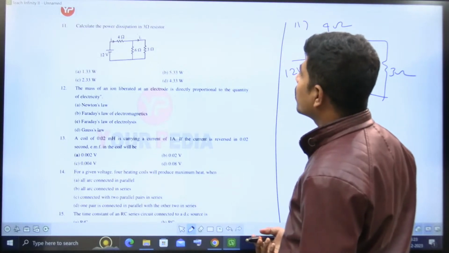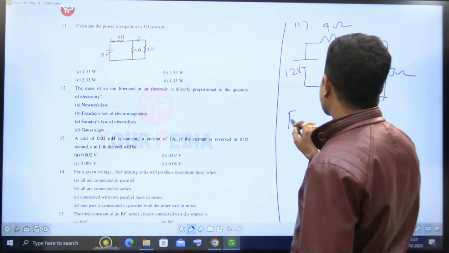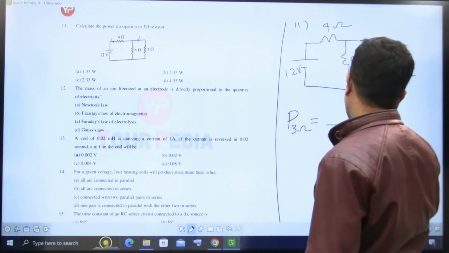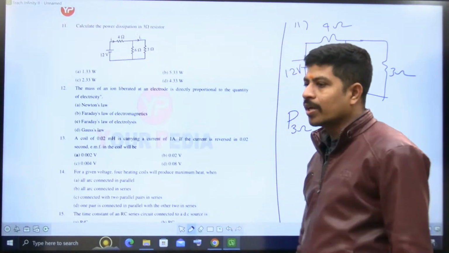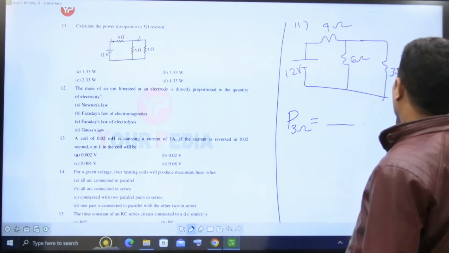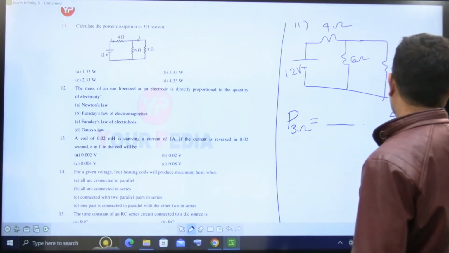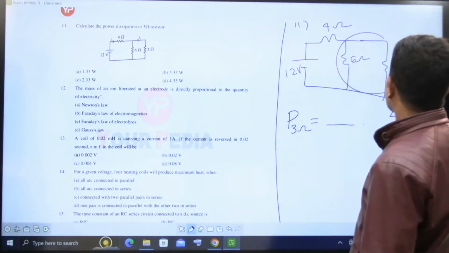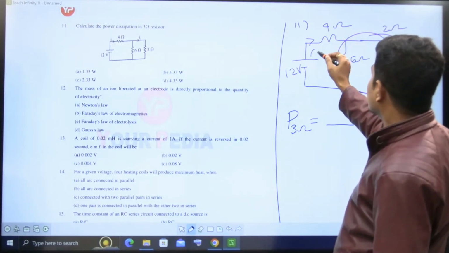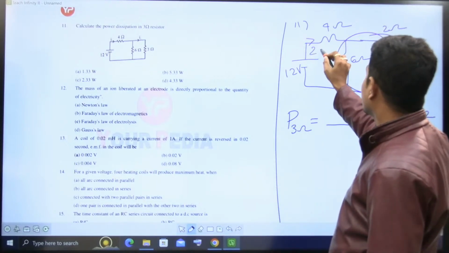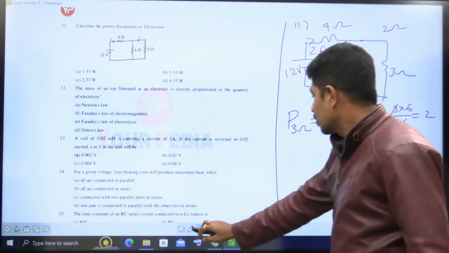What is he asking? The power dissipated in 3 ohm resistance. There is not much logic or magic in this question. You can solve it directly. First of all, 6 in parallel with 3, how much is it? 3 into 6 by 3 plus 6, that is 2 ohms. 2 ohms plus 4 ohm is 6 ohm. 12 by 6, this current is 2 amperes.